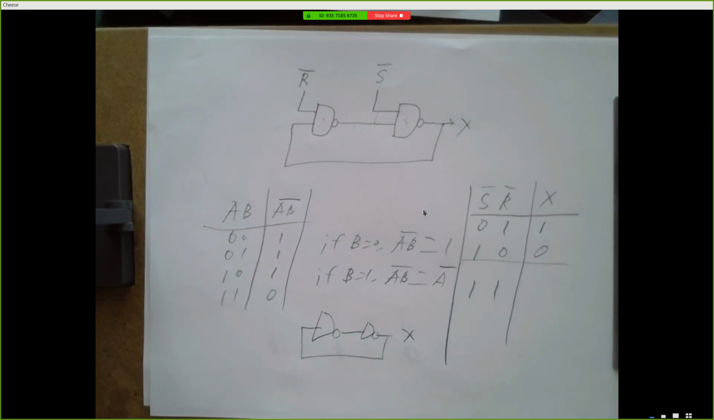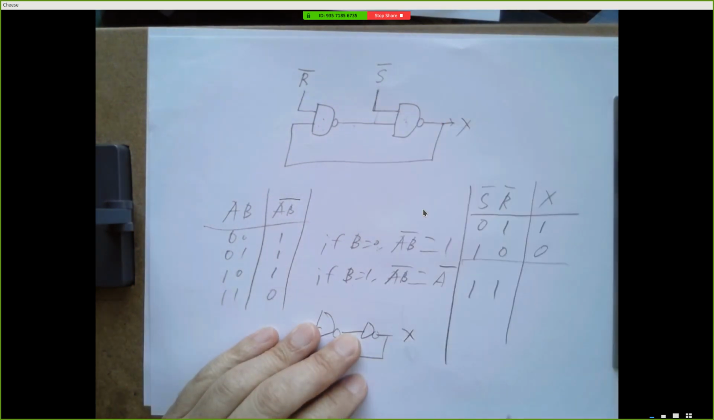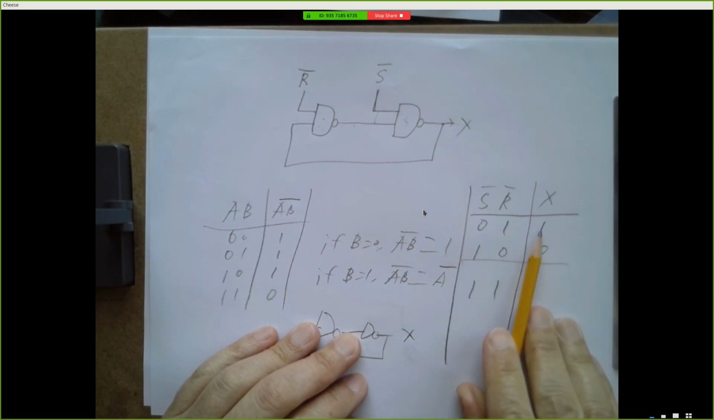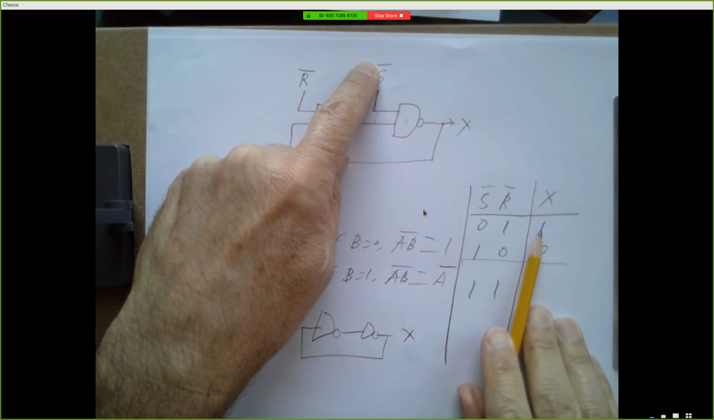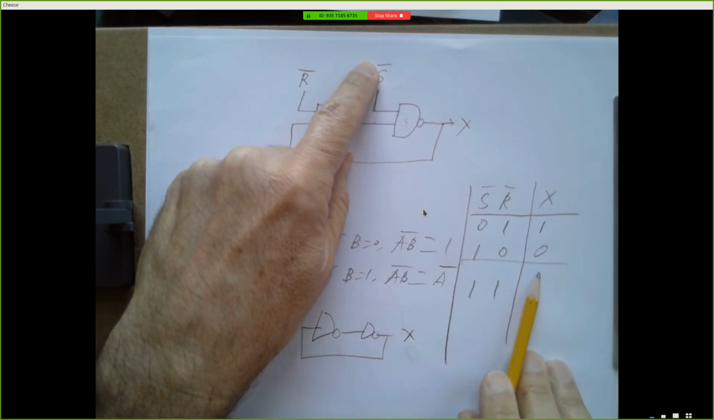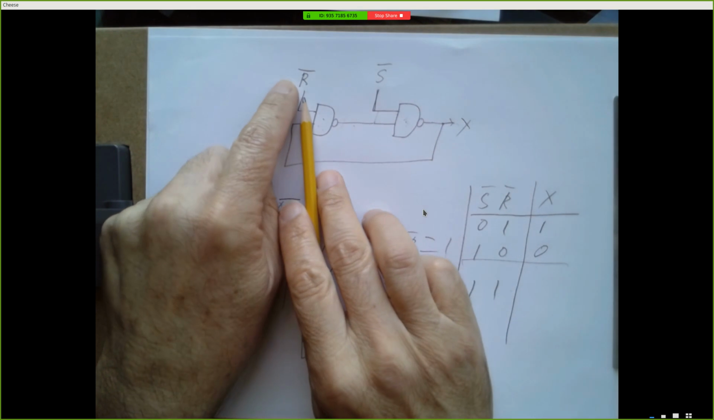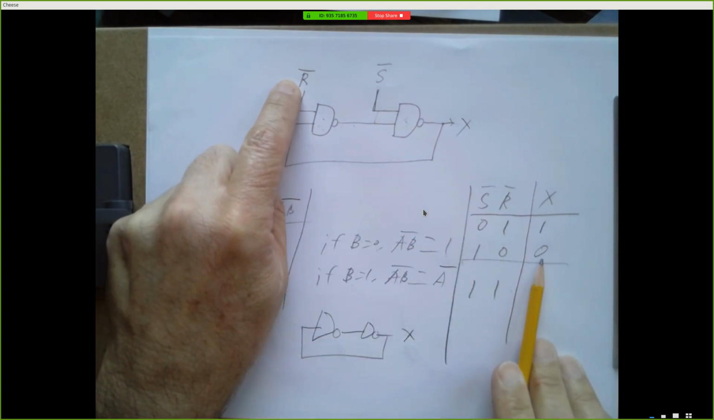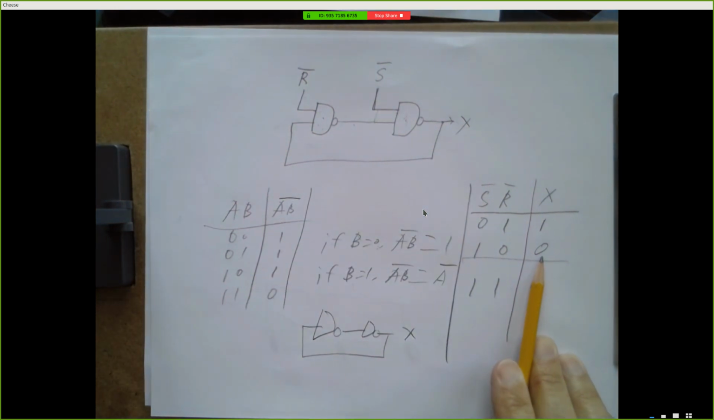So now I have a circuit. X is some particular value. If I take this input and I pull it low for a moment, my output will go high. If I return this back to not being pulled low, if I pull it high again, then my output will be whatever its value was, which was 1. Now if I take this input and I pull it low, my output will go low. And when I pull this high again, my output will stay low.